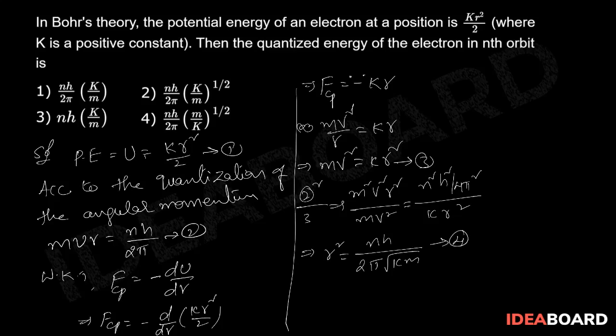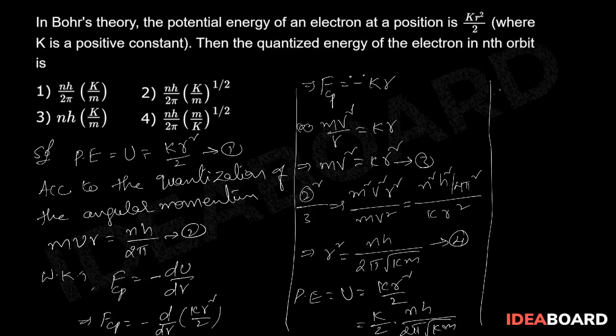Here we have to calculate the total energy. So total energy is nothing but potential energy plus kinetic energy. First we calculate the potential energy U equals kr square by 2, which is k by 2 into r square, that is nh by 2 pi root k into m. Therefore potential energy U equals nh by 4 pi root k by m. This is equation number 5.